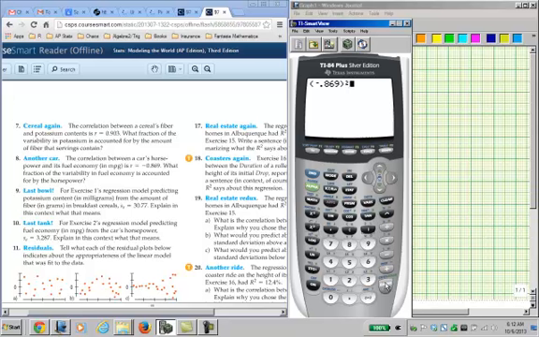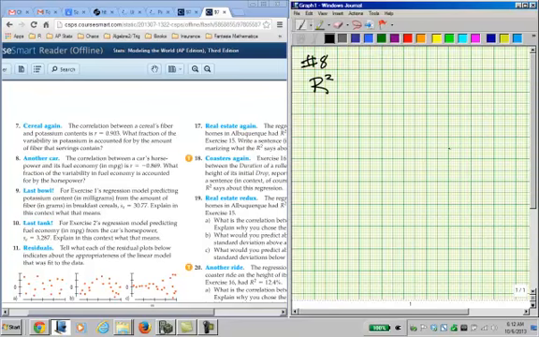Alright, we're going to square this. And so we get, let's call it 0.76. So r squared equals 0.76, or 76%. So what fraction of the variability in fuel economy is accounted for by the horsepower? And that would be 76%.